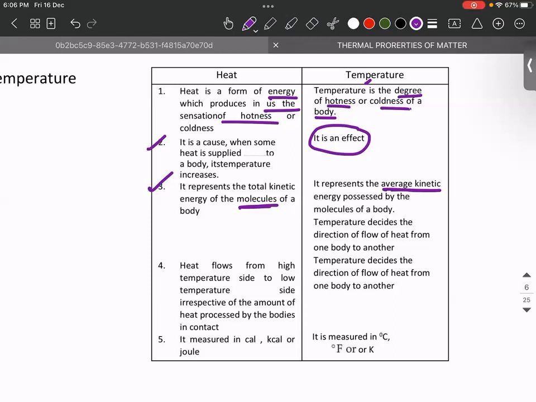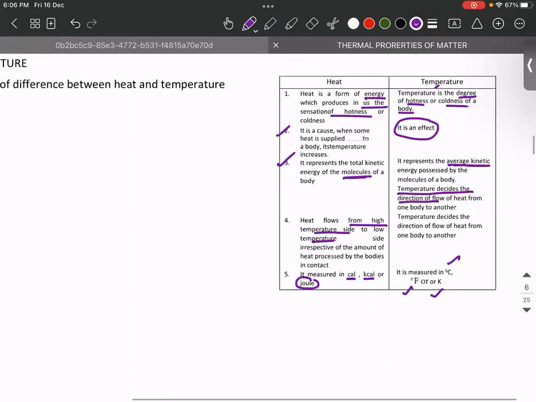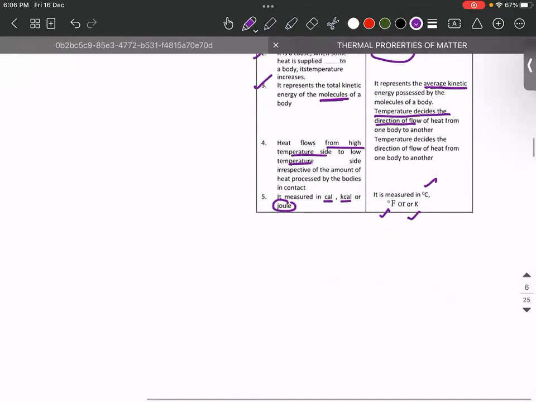Next, heat flows from the higher temperature side to the lower temperature side, irrespective of the amount of heat possessed by the bodies in contact. So temperature is the one which decides the direction of flow of heat from one body to another. And lastly, heat is measured in calorie, kilocalorie, or joule, whereas temperature is measured in degree Celsius, degree Fahrenheit, or Kelvin. So this is the basic difference between these two parameters.